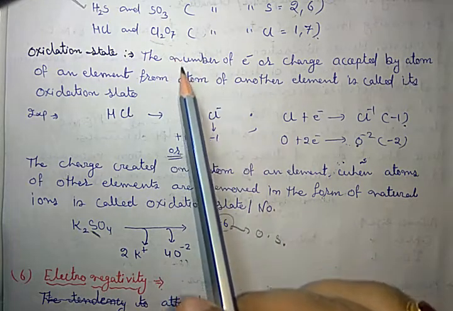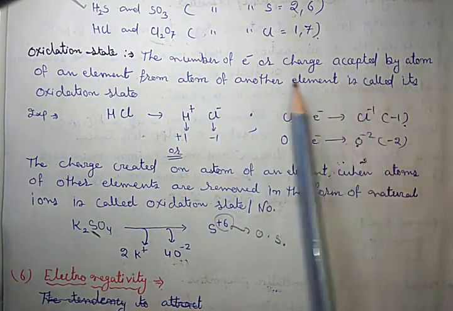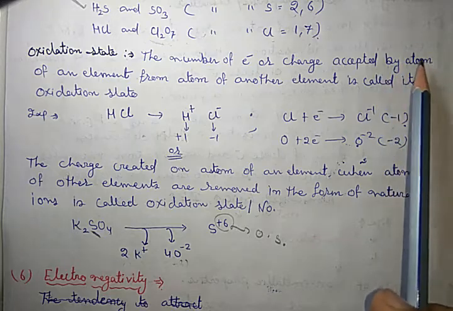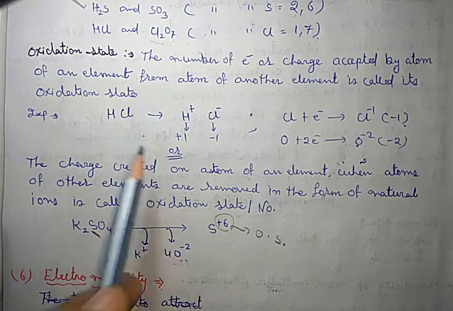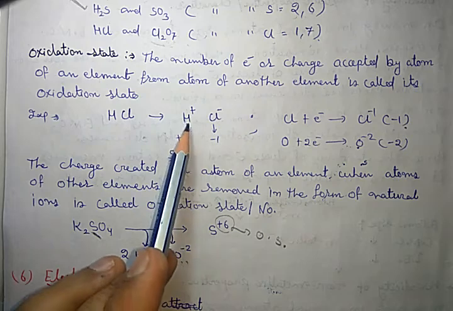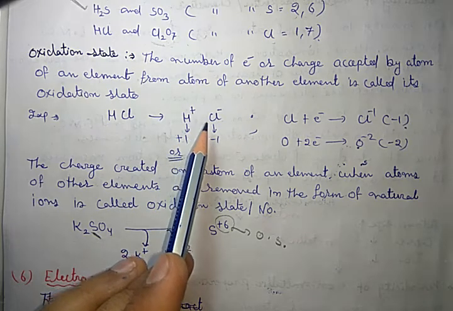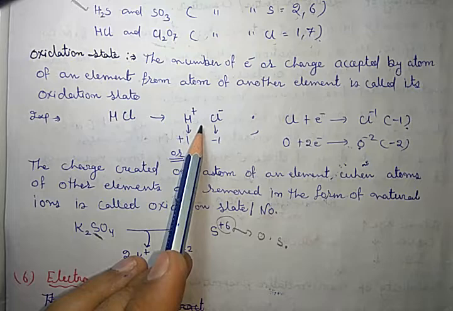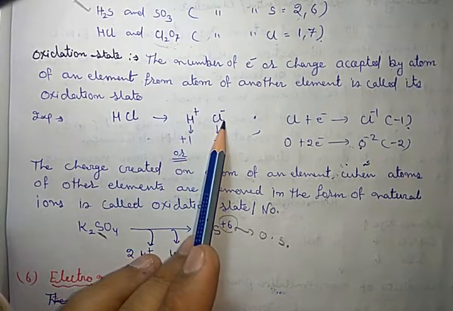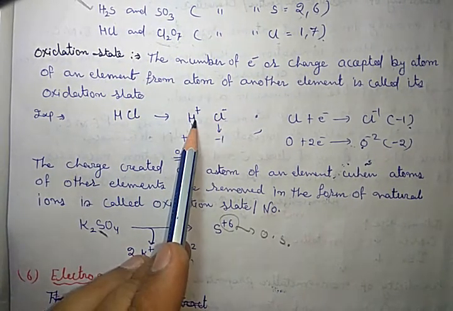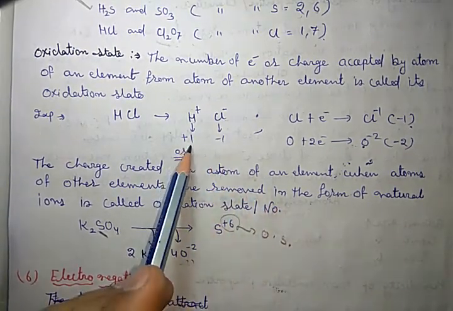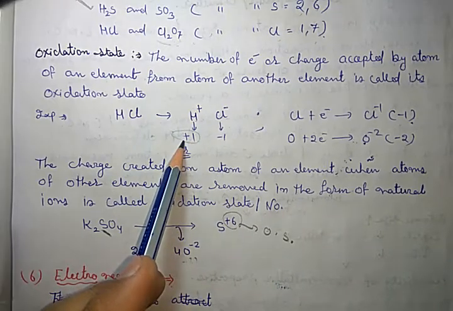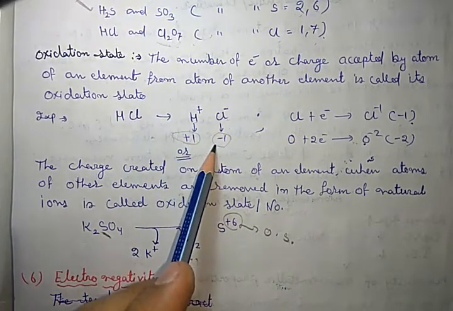I am repeating again, the number of electrons or charge occupied by an atom of an element from atoms of another element is called its oxidation state. For example HCl. Here hydrogen generally has +1 charge. When they combine as HCl, then 1 electron of hydrogen is transferred to the chlorine. It results in positive charge on hydrogen and negative charge on chlorine. So hydrogen's oxidation state is +1 and chlorine's oxidation state is -1.